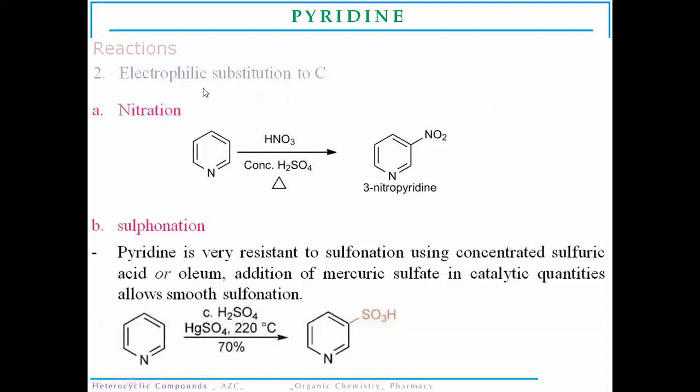Now, nitration, electrophilic substitution at the carbon atom. Nitration is the first reaction: when the pyridine molecule is nitrated in the presence of nitric acid and sulfuric acid, it is nitrated at the third position to synthesize 3-nitropyridine. Sulfonation: pyridine is very resistant to sulfonation using concentrated sulfuric acid and oleum. The addition of mercuric sulfate in catalytic quantities allows smooth sulfonation. So pyridine undergoes sulfonation, again at the third position, to form pyridine sulfonate.